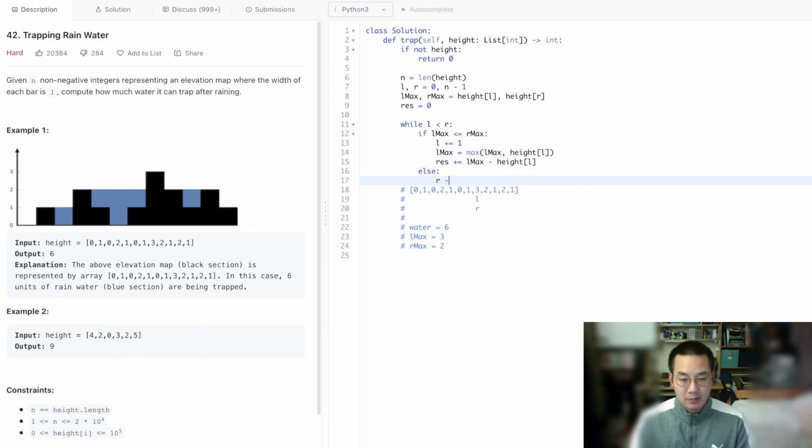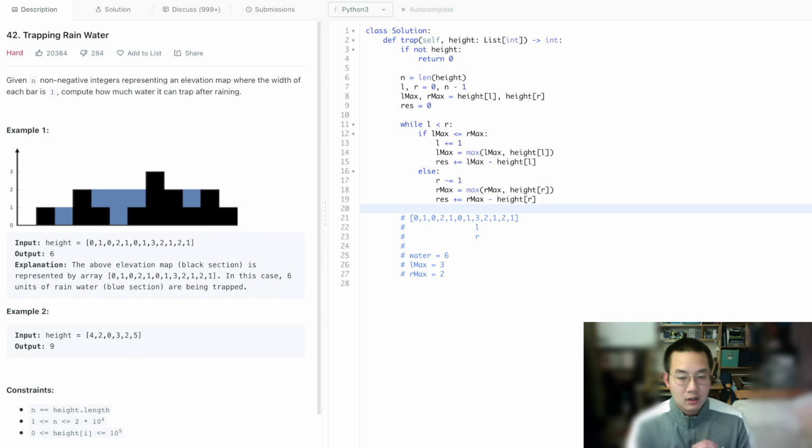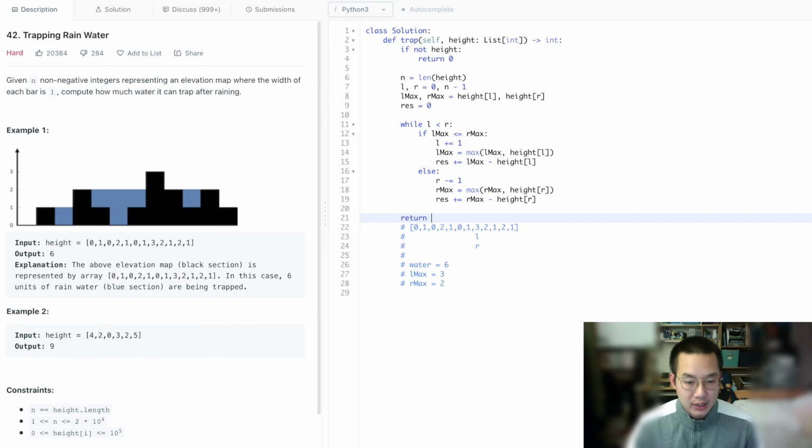Else, right minus equals 1, right max is equal to the max of right max and the height of right. And the result plus equals right max minus height of right. So that does exactly what we said earlier about how we will be finding our left max and right max and calculating the amount of water we can hold at that particular point. With that, I think we can return our result.